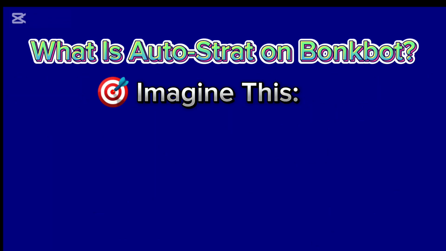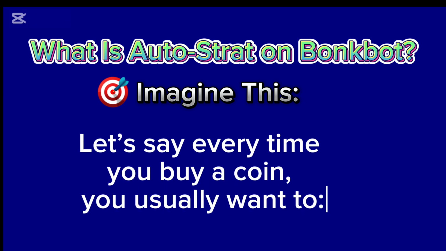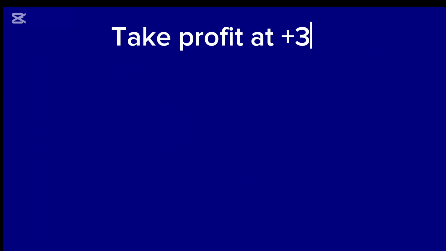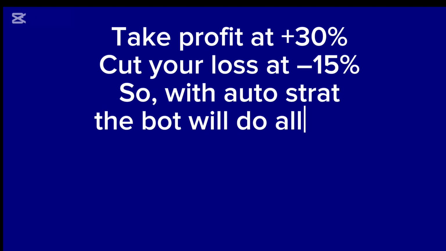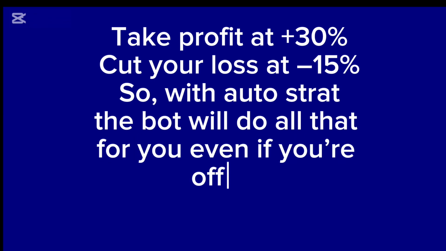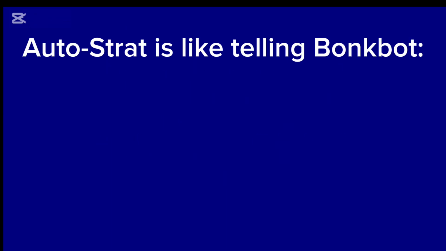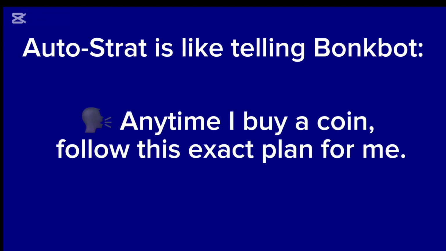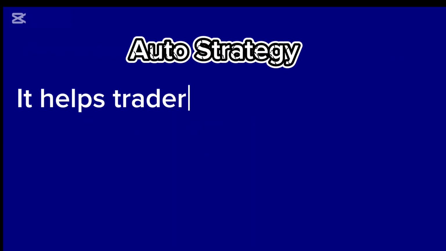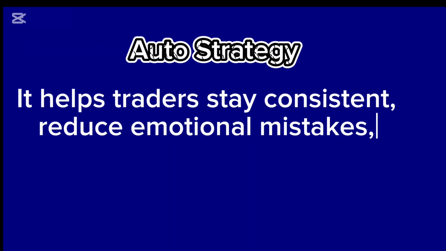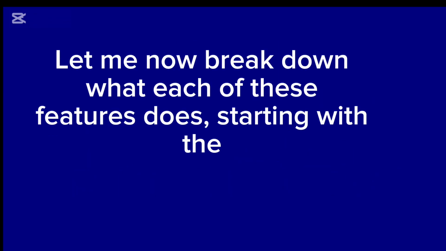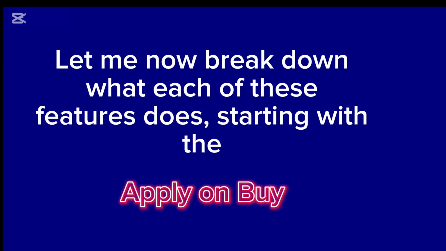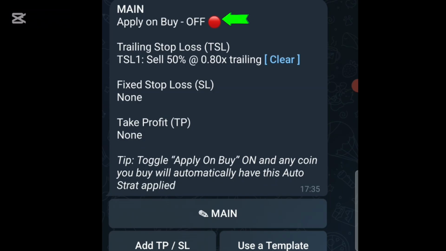Let's say every time you buy a coin, you usually want to take profit at 30% or maybe cut your loss at minus 15%. With Auto-Strat, the bot will do all that for you even if you are not online. Auto-Strat is like telling the bot, anytime I buy a coin, follow this exact plan for me. It helps traders stay consistent, reduce emotional mistakes, and protect profit even when you are not watching the charts. So let me break down what each of these features does, starting with the apply on buy toggle.